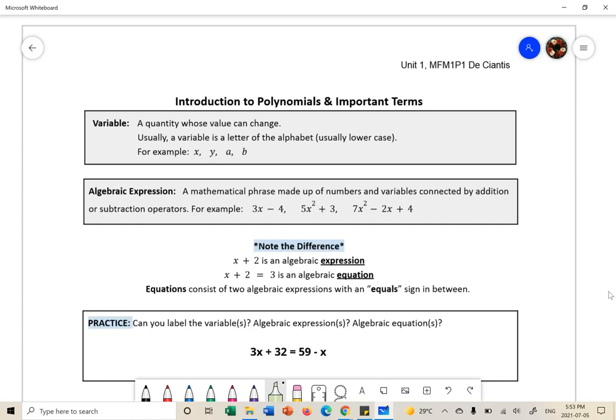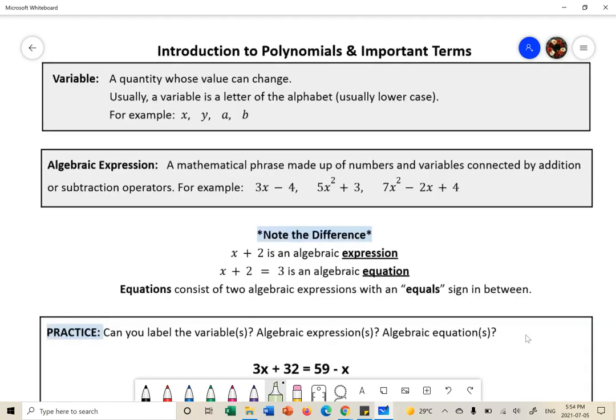This lesson is an introduction to polynomials and introducing you to important terms. Let's begin with identifying what a variable is. A variable is a quantity whose value can change. Usually a variable is a letter of the alphabet in lowercase. For example, x, y, a, and b are common variables.